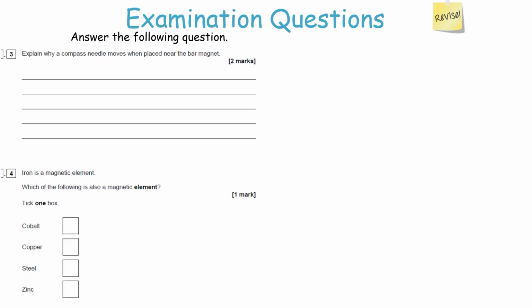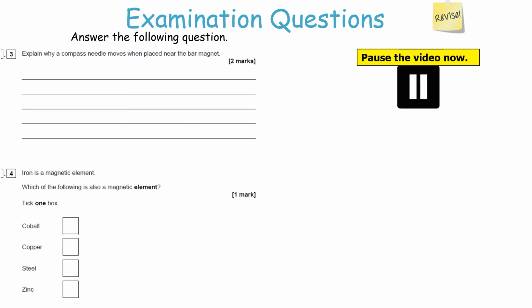Let's have a look at another question. Explain why a compass needle moves when placed near a bar magnet, and then finally, iron is a magnetic material. Which of the following is also a magnetic element? So pause the video now, then unpause the video when you want to go through your answer.